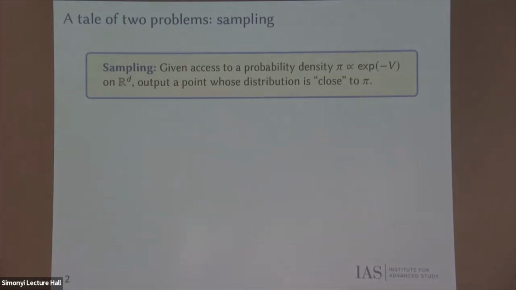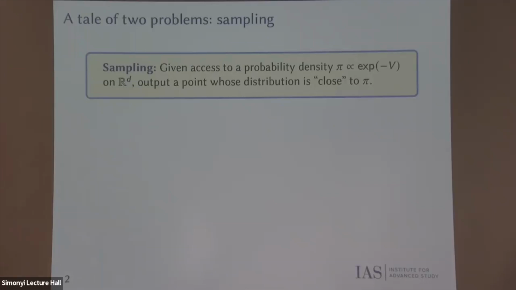In this problem, I'm given a probability density pi over Euclidean space, and I'm always going to write this density in the form e to the minus V of x. So V is going to be called the potential function, in analogy with thermodynamics. And in this algorithmic task, what we want to do is generate a random point on our computer whose probability distribution is close to this distribution pi in some sense.